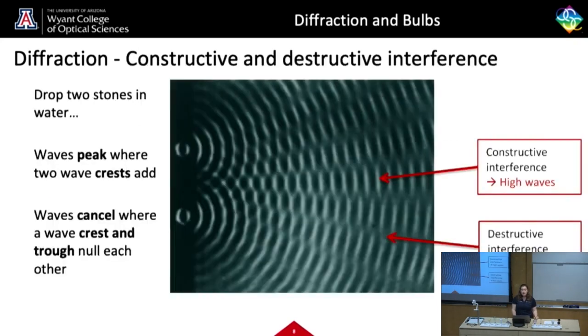We can do this with constructive and destructive interference. So, going back to water waves, which are a little bit more intuitive for us, if we drop two stones in water, we see that the combined waves peak when two high points in the wave, or two crests, add with each other. But we see that there are no waves when a crest and a trough meet each other and cancel out. So when two peaks meet each other, that's constructive interference because they double the height. And when we see no waves at all, that's destructive interference.